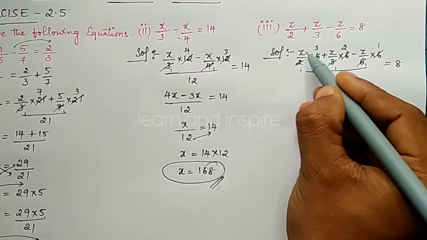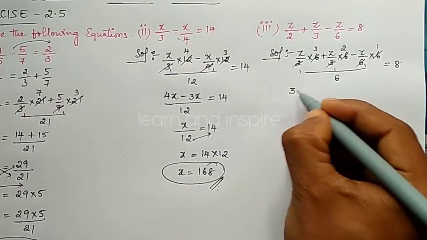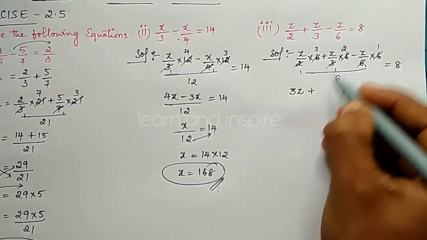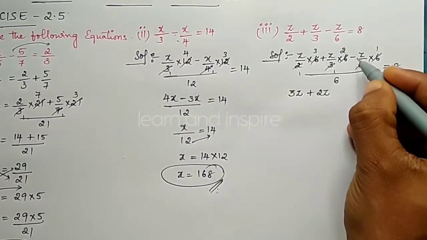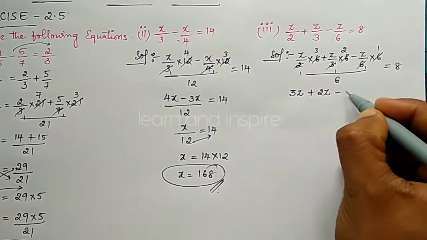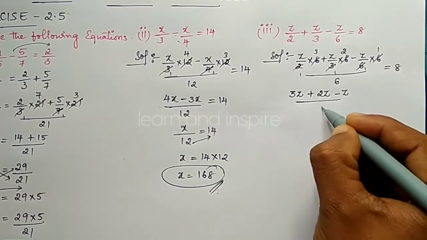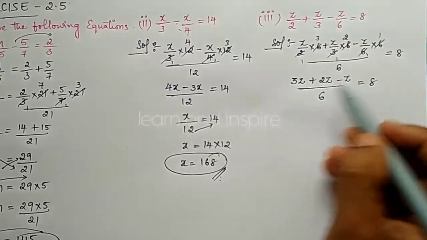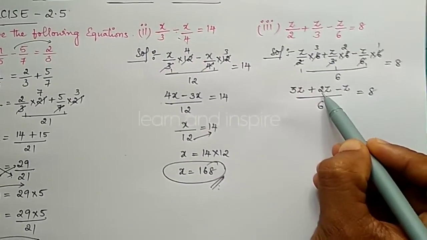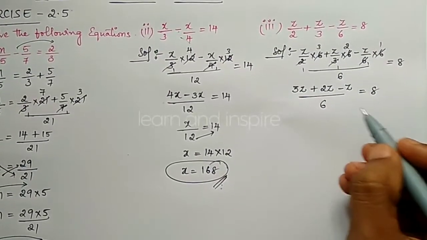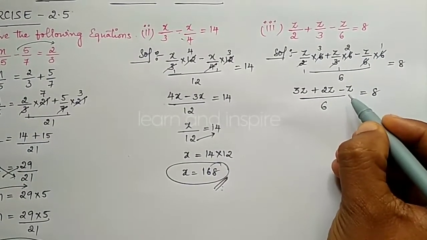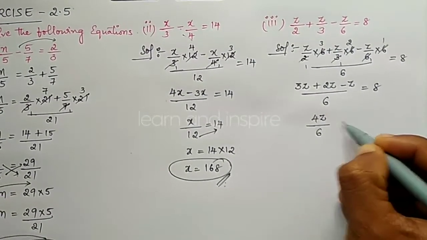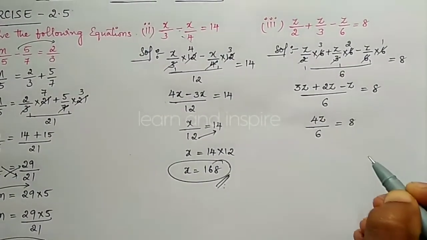Now 3 into Z is 3Z, plus 2 into Z is 2Z, minus Z into 1 is Z, divided by 6, which is equal to 8. Now add 3Z plus 2Z. 3Z plus 2Z is 5Z. 5Z minus Z is 4Z divided by 6, which is equal to 8.